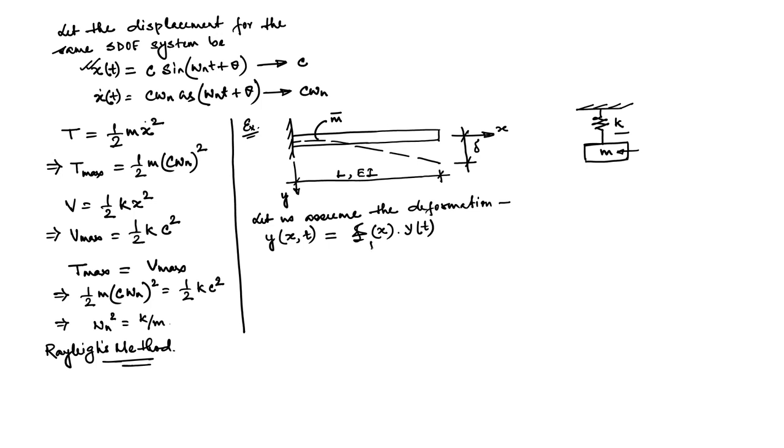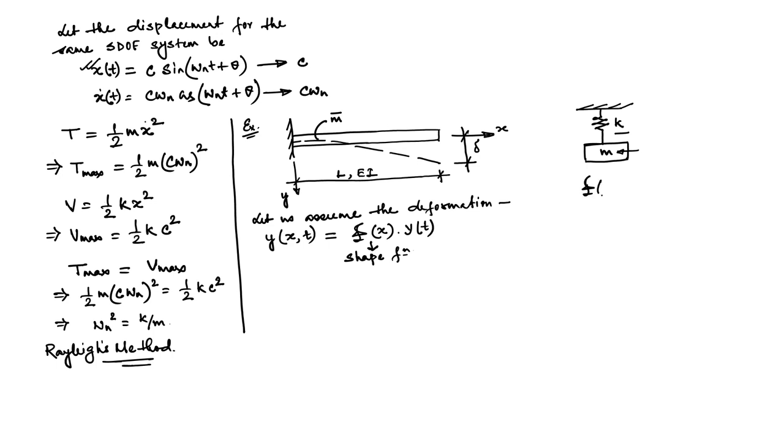So, this phi of x we call it, because it defines the shape, we call it shape function. Now, what will be the value of shape function at the free end? Obviously, that will be 1. So, let us assume phi of x. That is the starting point of Rayleigh's approach.